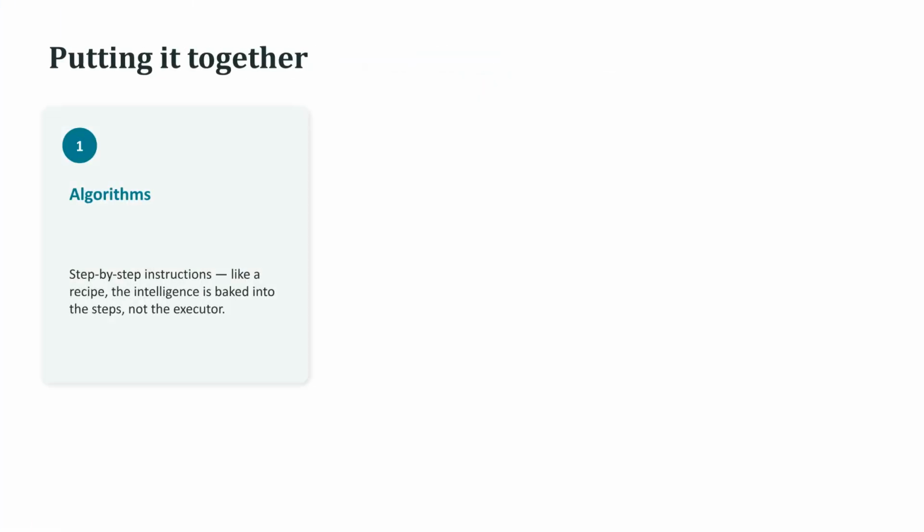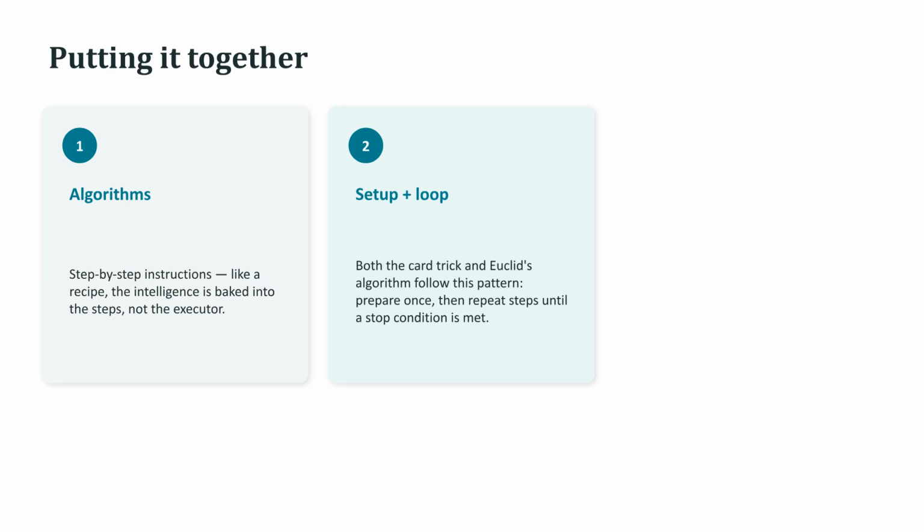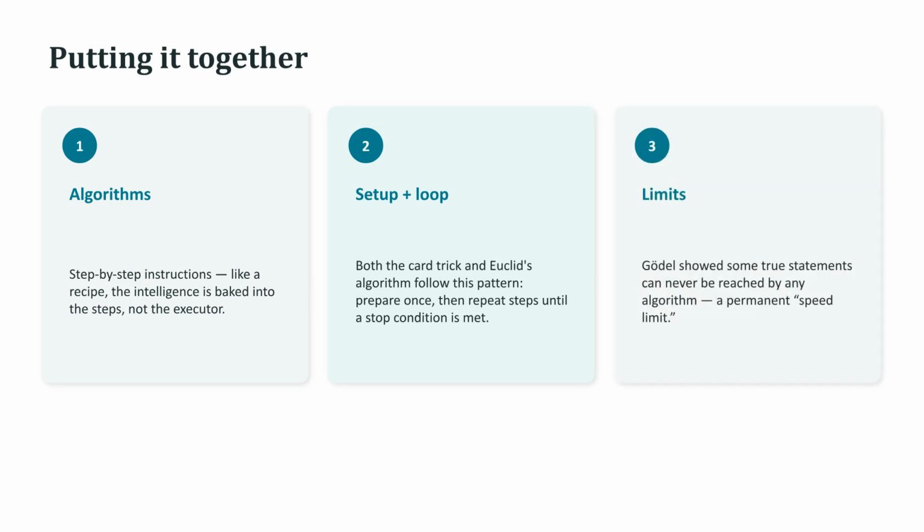To summarize, algorithms are step-by-step instructions where the intelligence is in the steps, not the executor. Many algorithms use a setup followed by a repeat loop. Crucially, as shown by Gödel, algorithms have a permanent "speed limit," meaning some truths can never be reached by any algorithm.